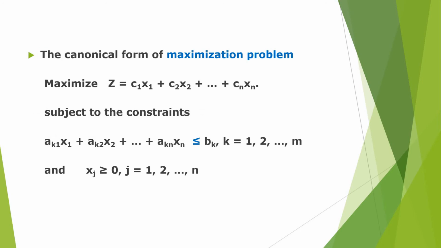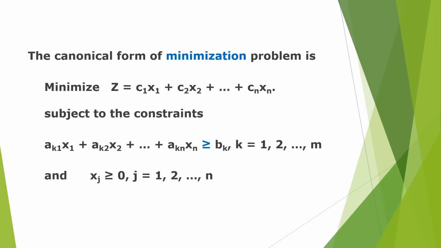So the canonical form of the maximization problem is maximize z equal to c1x1 plus c2x2 plus cnxn, subject to the constraints ak1x1 plus ak2x2 plus aknxn less than or equal to bk. k represents the number of m constraints and j represents the number of n non-negative decision variables. Here, when maximization of the objective function is required, your constraints should be of the type less than or equal to. Next, let us define minimization's canonical form.